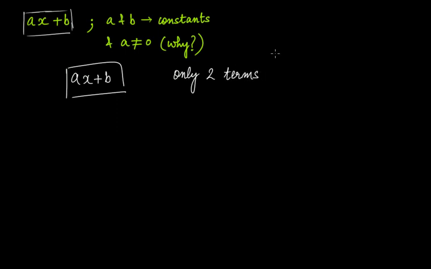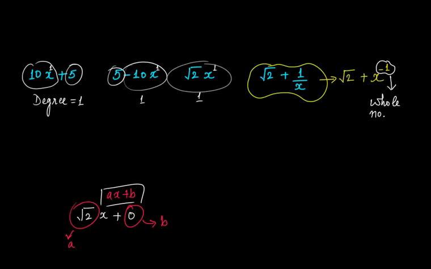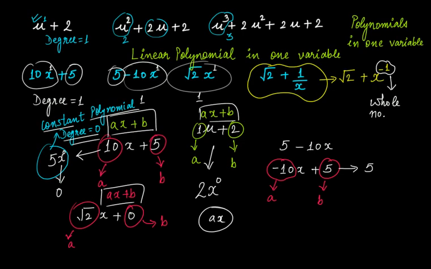Another thing, a linear polynomial in one variable can have at most only 2 terms. At most, not more than that. They cannot have more than 2 terms. How? Okay. If you see here, in this one, this is x plus 2, 2 terms. 10x plus 5, 2 terms. 5 minus 10x, 2 terms. Here, square root of 2x, only 1 term. It means that at most, so 1, that's completely fine. Since it's not a polynomial, we don't need to discuss this.